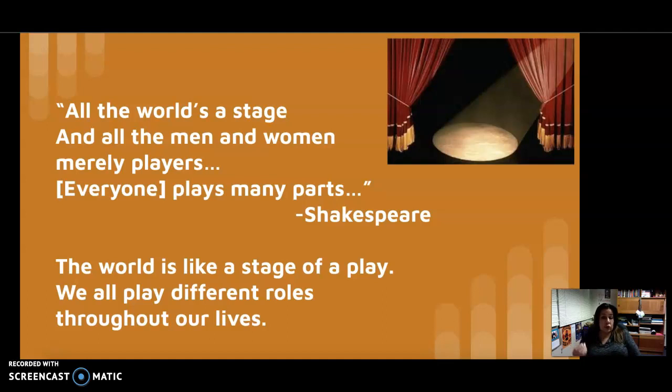Basically, it's saying that the world is like a stage of a play, and we are the actors. We play different roles throughout our lives in different scenes, in different situations. So our world is like this stage, and we are actors, and we change the way we act, the way we interact, and the way we are, depending on the scene. Okay, so that's some background.